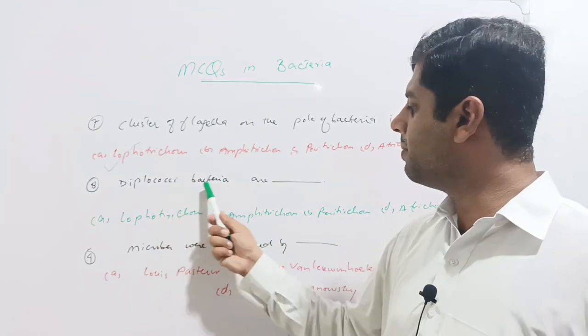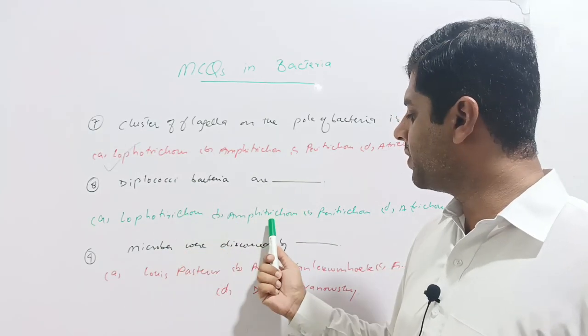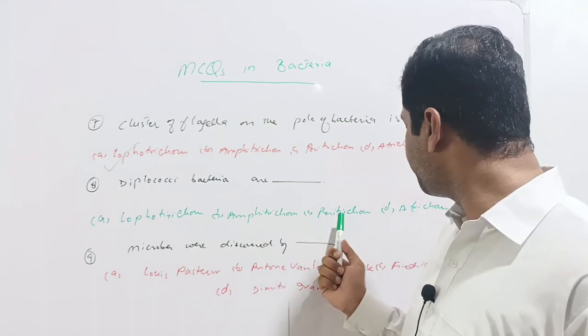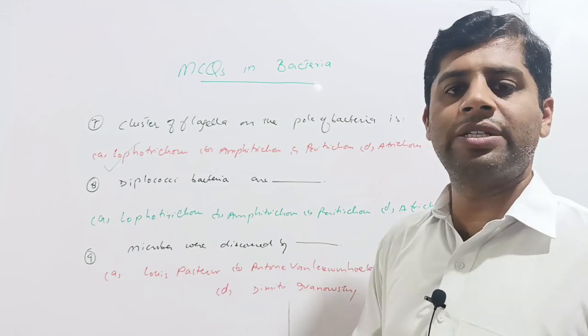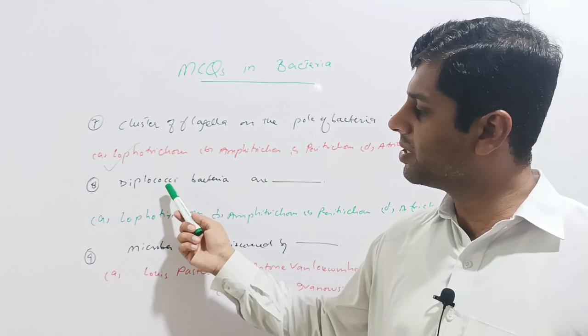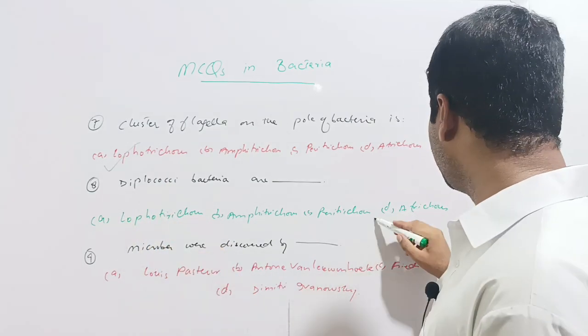Lophotrichus. Diplococci bacteria are dash. Lophotrichus having flagella at one end, Amphitrichus having flagella on both sides, Peritrichus having flagella throughout the cell of the bacteria, or Atrichus having no flagella. So as we know that the cocci bacteria are non-motile, these lack flagella, whether these are the Pneumococci, Staphylococci or Streptococci. So the correct option would be Atrichus.